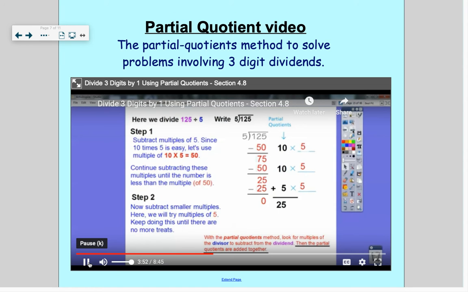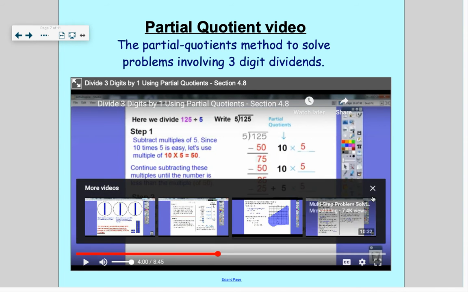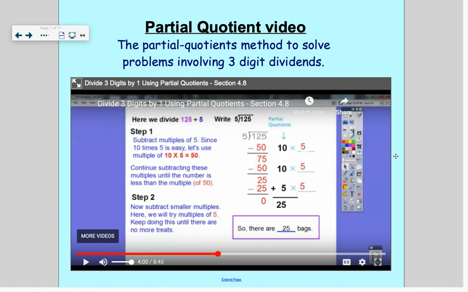So let's answer it in the context of the problem. Remember, it's Tony's science class. That means he's going to be able to make 25 bags. Okay, I think that was a good lesson that he had shown us.